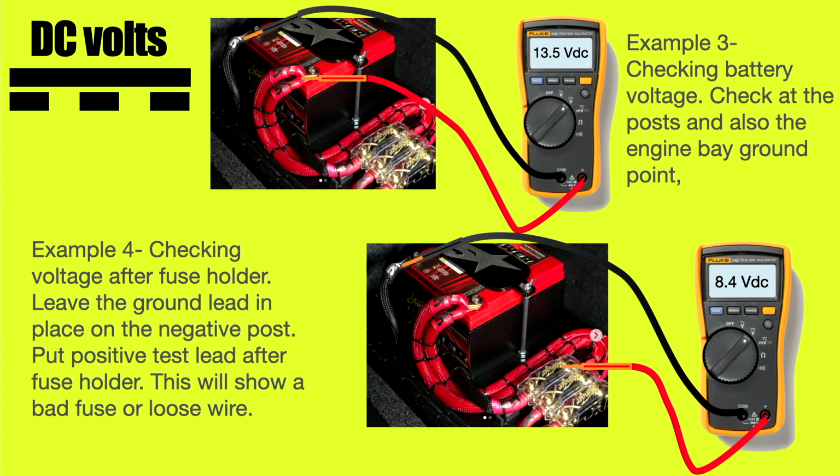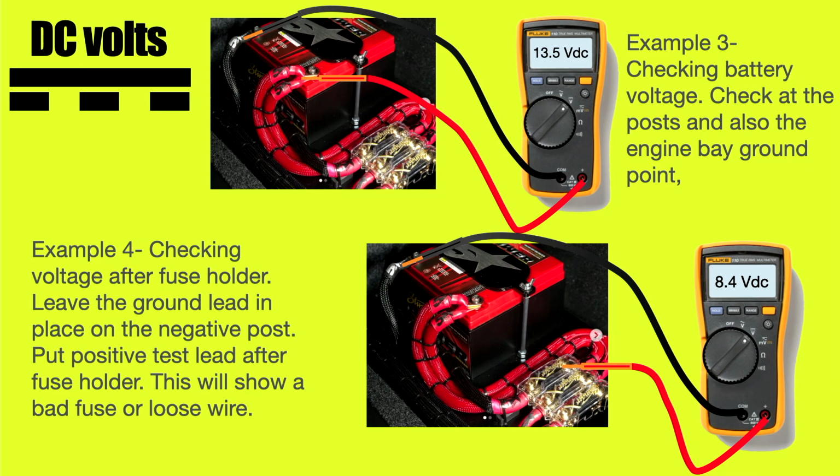Example 3. Checking battery voltage. Check at the post and also engine bay ground points. So as you see here, we have the positive test lead on the positive and the negative test lead on the negative. And all is well. However, that's just the battery. What we also want to do is take that negative test lead and move it over to the factory ground point somewhere in the vehicle to make sure that it stays the same.